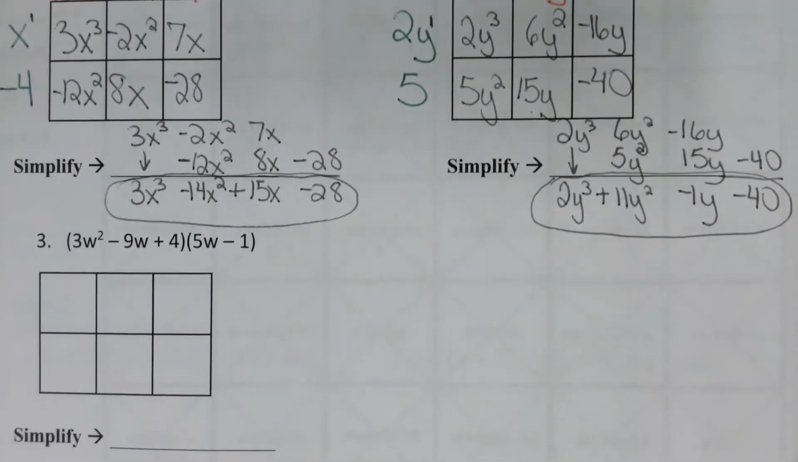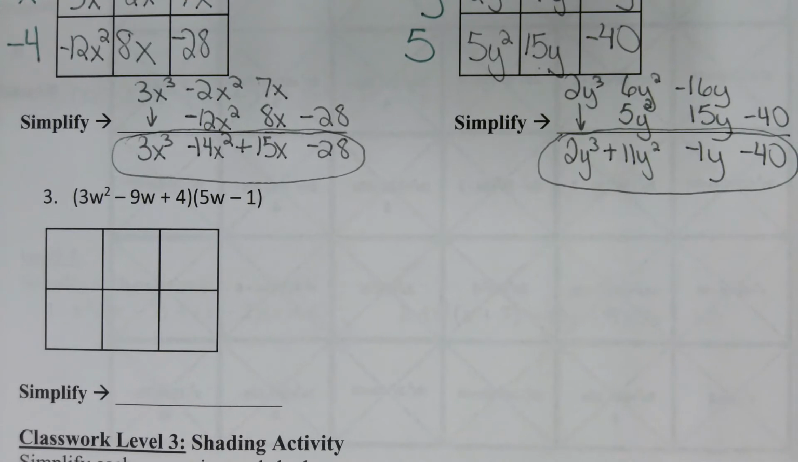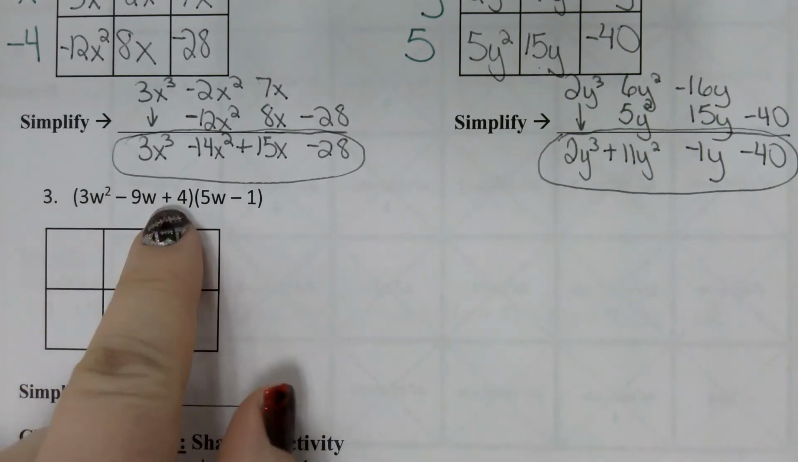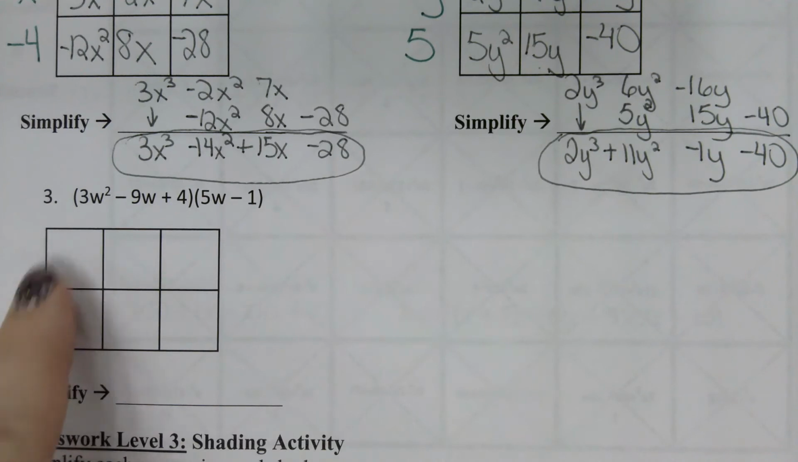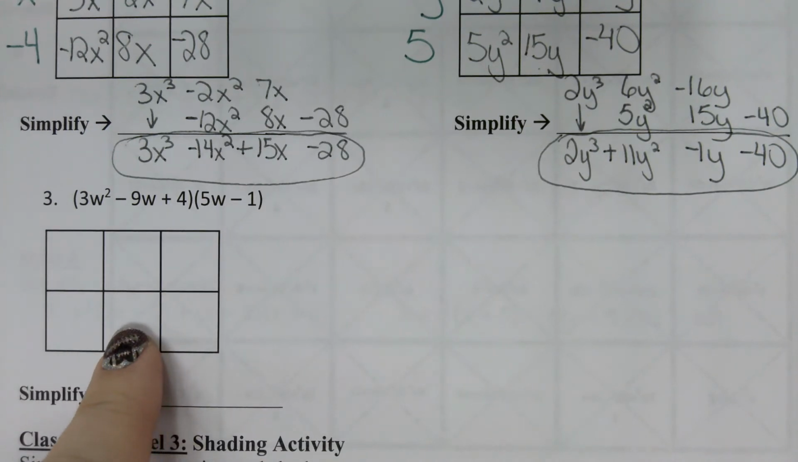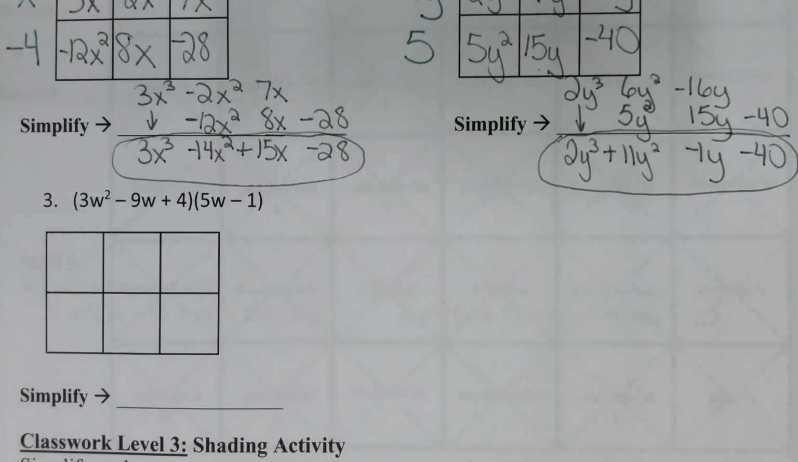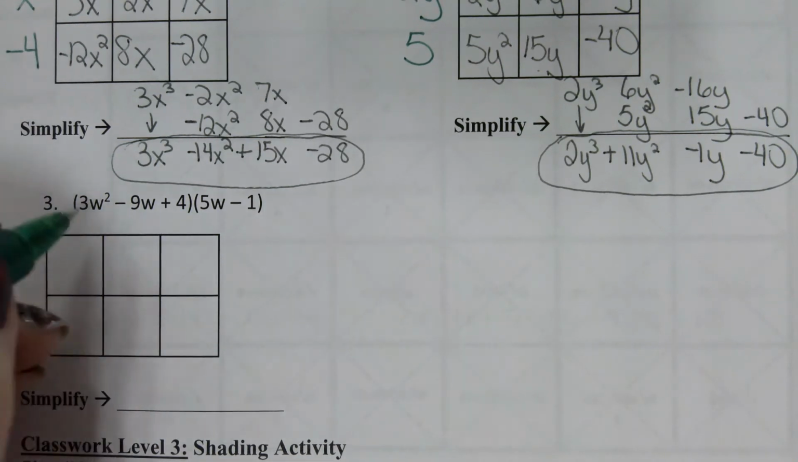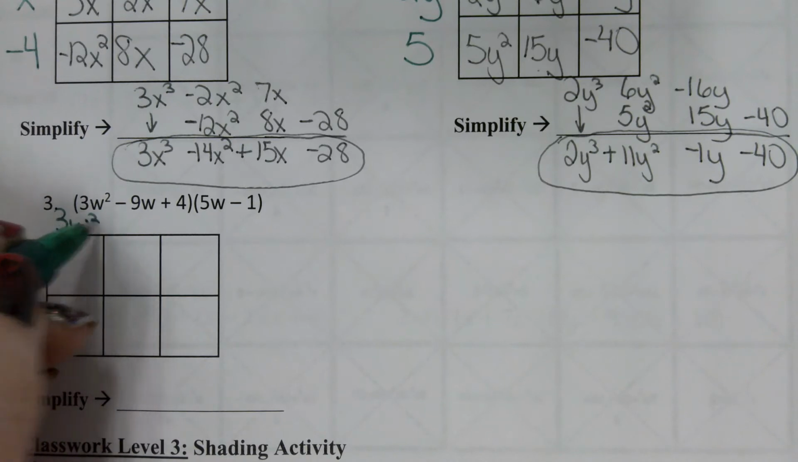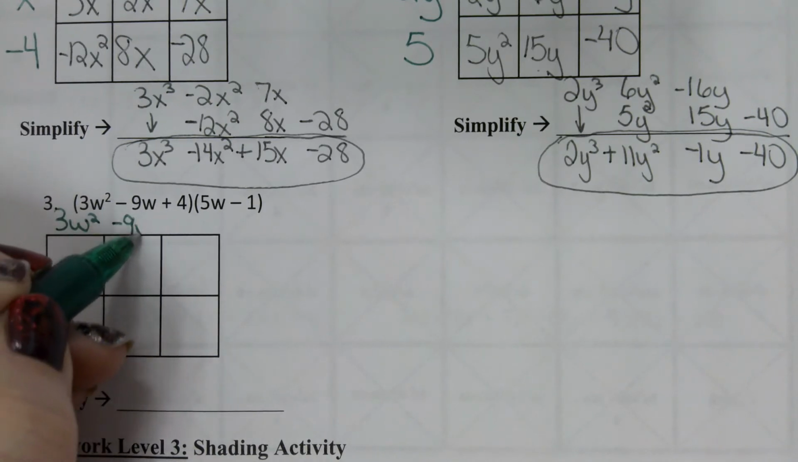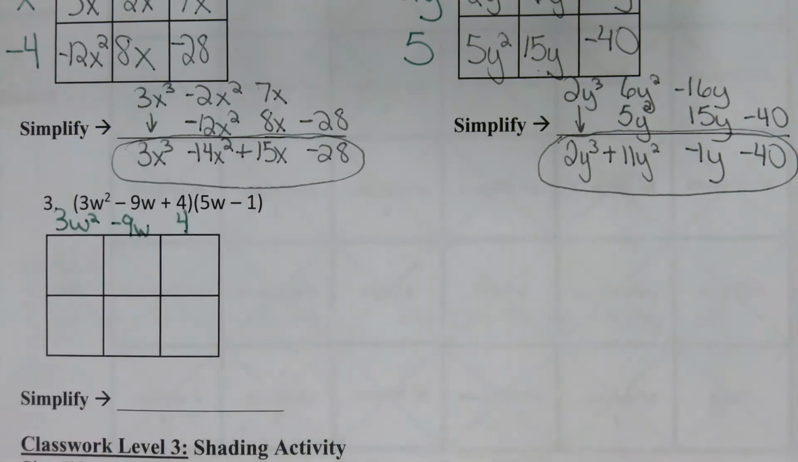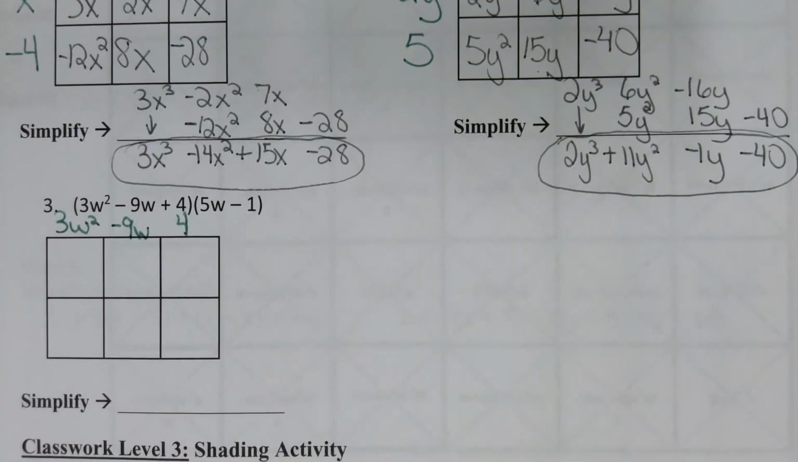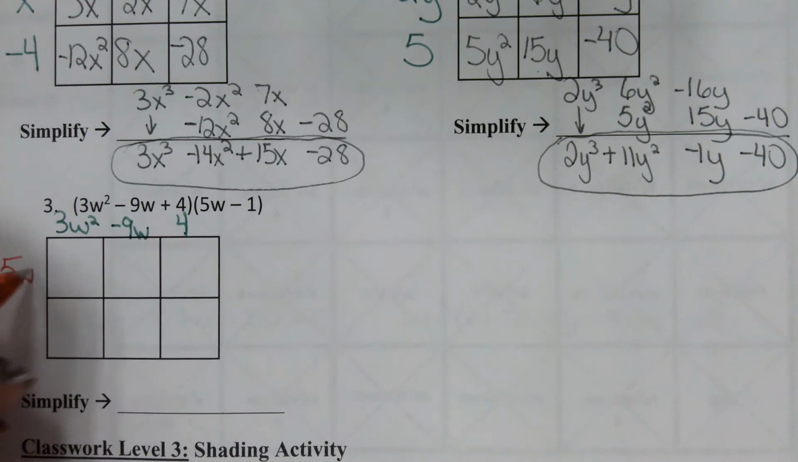Last level 3 example. We have 3 terms multiplied by 2 terms. We can still use the same shape box, or you could make a box that was tall. I did it this way to show you that it really doesn't matter which side you put it on, as long as the number of terms matches how many boxes. So we have 3w squared minus 9w plus 4. And across the side, we have 5w minus 1.